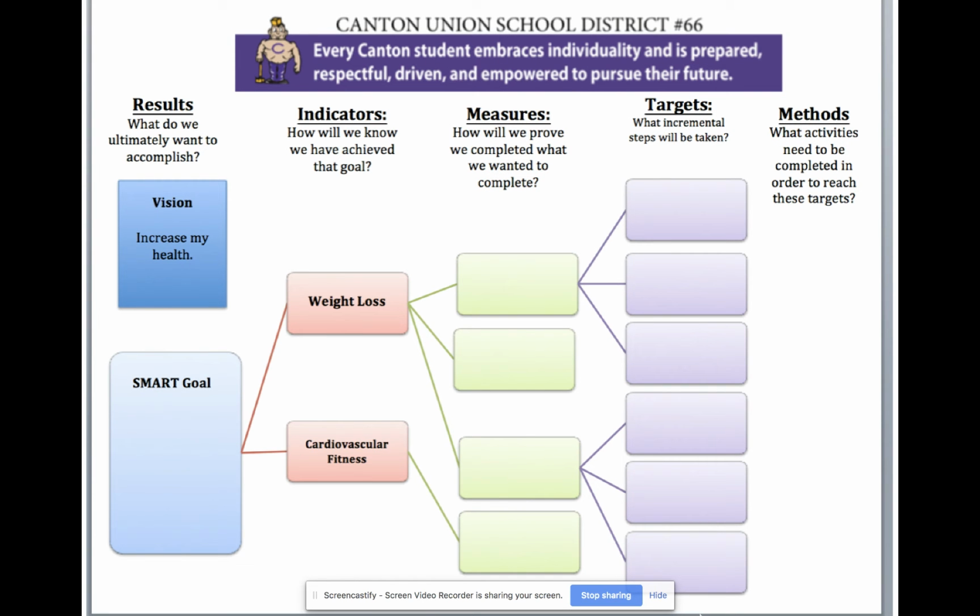Indicators help us to provide evidence that we have achieved a goal. Indicators will be specific to whom the goal is intended. It is important to have a clear understanding of the greatest area of need in order to properly identify the indicators for your goal. In the example of personal health, two areas that would specifically help me become healthier would be weight loss and a stronger cardiovascular fitness level.